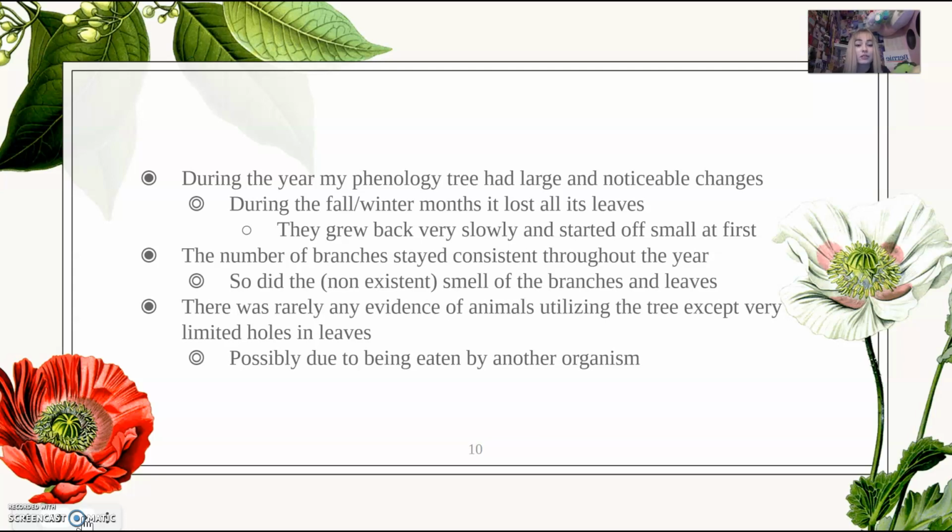The number of branches did stay consistent throughout the year. A few other things about the tree stayed consistent as well, like the non-existent smell of the branches and leaves throughout the year, and there was also rarely any evidence of animals using the tree. Like there were no nests or any obvious animals on the tree as well. But sometimes there were little holes in the leaves, like it was being eaten by an organism.